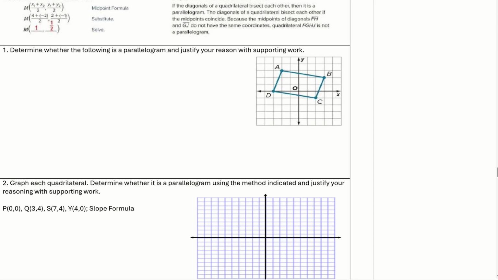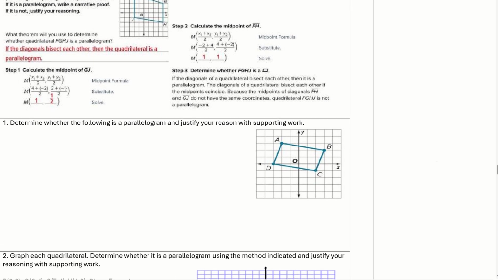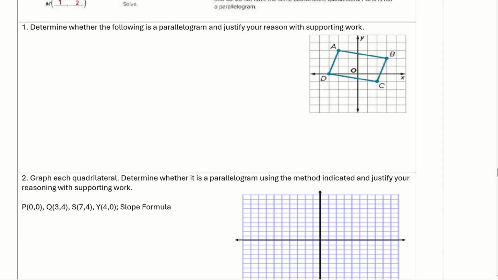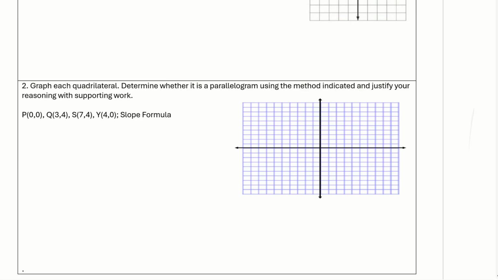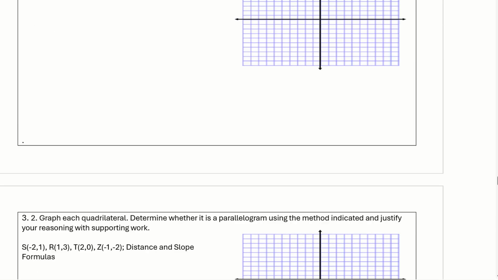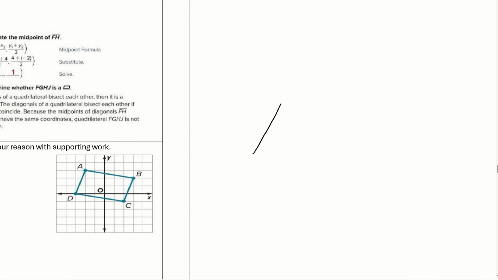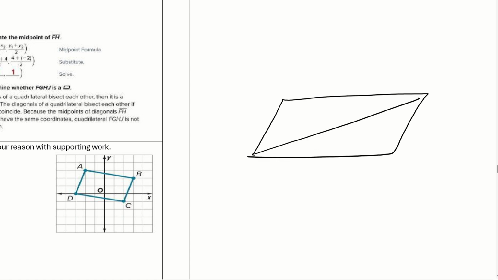All right, so what we're doing in this one is we're trying to justify that this is a parallelogram with supporting work. So there's lots of ways that we can do this. We're going to try to use the midpoint formula. There's a few ways to do it. Remember that if you have a quadrilateral that's a parallelogram, you can prove that the diagonals bisect each other. And if that's true, then you have to have the same midpoint. So if you calculate the midpoint and you find it to be the same, then you have a parallelogram.